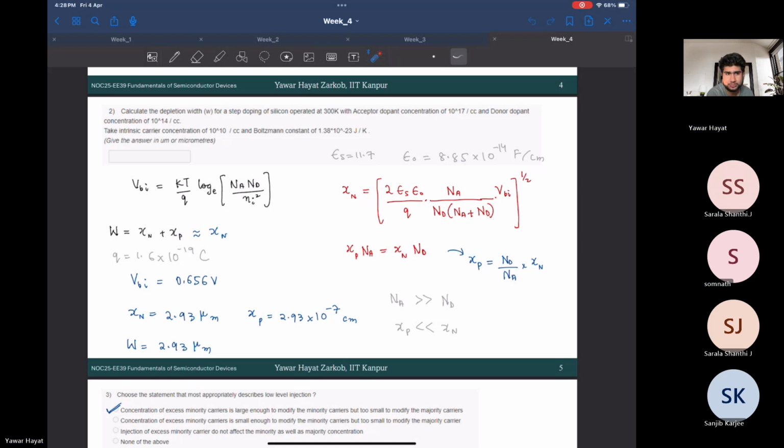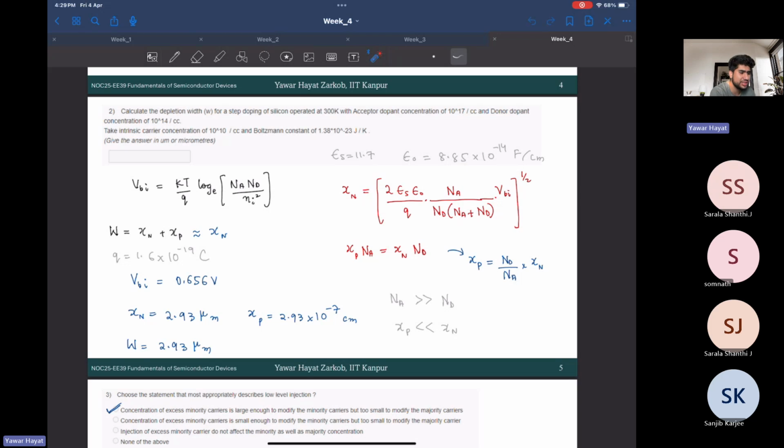Sorry for the interruption, sir. The acceptor doping concentration will be 10 to the 17 and it will be higher than the donor density. So, sir, the P type concentration is higher, so the width of the depletion region is less. The width of depletion is less. I mean, this is a fact, right?